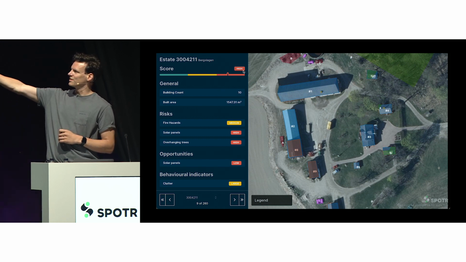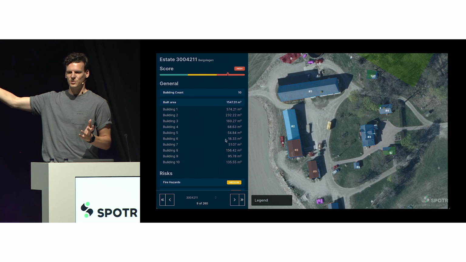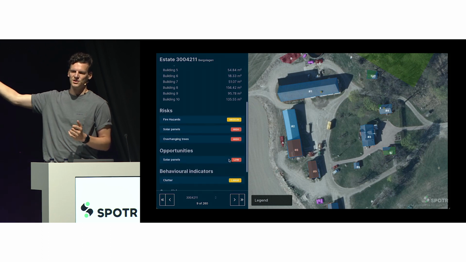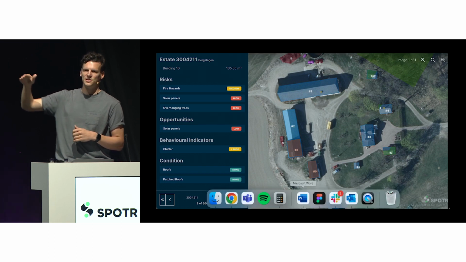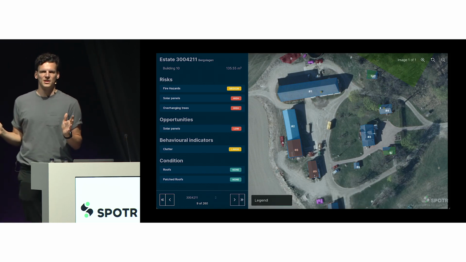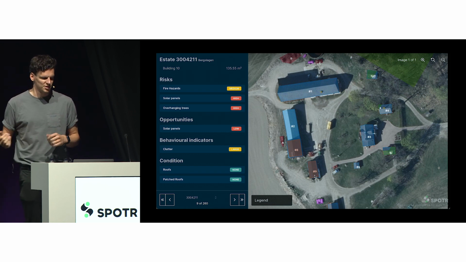On the top left side, you will see a score. That score, red is bad, green is good, yellow is sort of in between. So in this case, red would be above 50% underinsurance, yellow would be between 10 and 50% underinsurance, and green would be 0 to 10% underinsurance. And that really helps make it actionable for our customers.